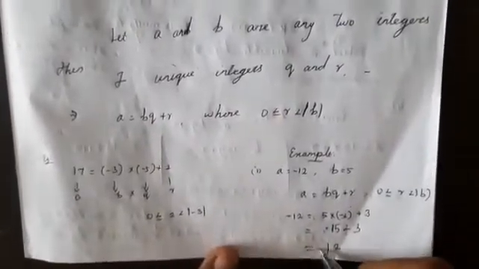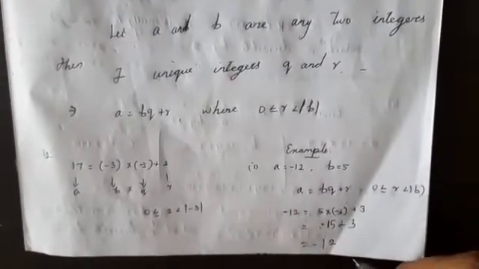For example, a is equal to minus 12 and b is equal to 5. Dividing minus 12, the divisor is 5. Then using Euclid's division lemma, a is equal to bq plus r. So minus 12 is equal to 5 into minus 3 plus 3. 5 threes are 15, so minus 15 plus 3 is equal to minus 12. LHS is equal to RHS. That condition is satisfied.